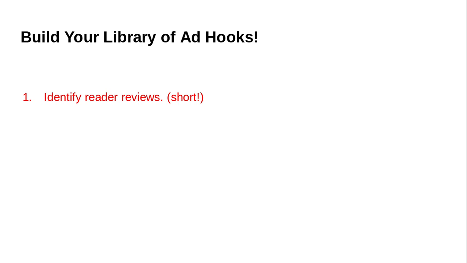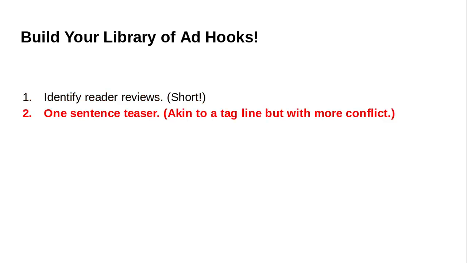So for ad hooks, you need to build a library of text. There's some elements of a good library. The first is you want to get some good reader reviews and you want to get some excerpts of those, some snippets from reader reviews, something very short, one sentence max. And if you can just use part of the sentence, even better, nice and short. Get about 3 of them ready to go. You need a one sentence teaser.